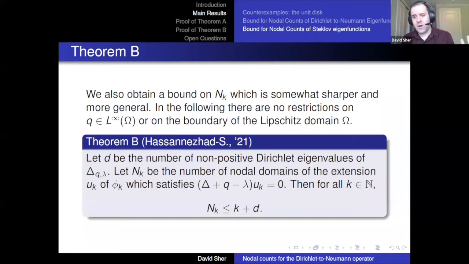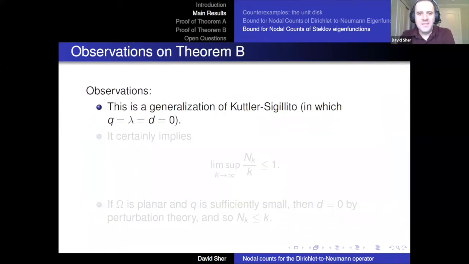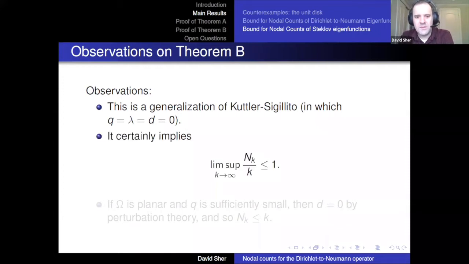The theorem is that for all k and n, you don't have NK less than or equal to k, but the excess is at most D. NK is less than or equal to k plus D. So for one, this does generalize the previous result of Cutler and Sigillito, because their Q and lambda were 0, and therefore D is 0, all Dirichlet eigenvalues are positive. So it bounds the excess. It certainly implies the lim sup result.